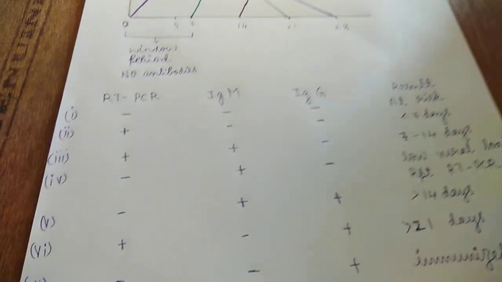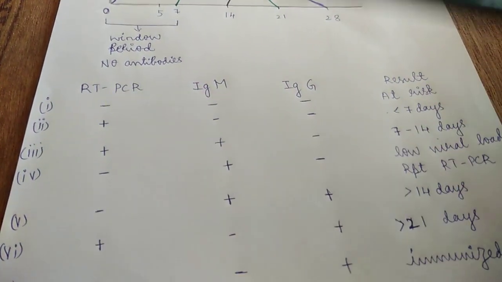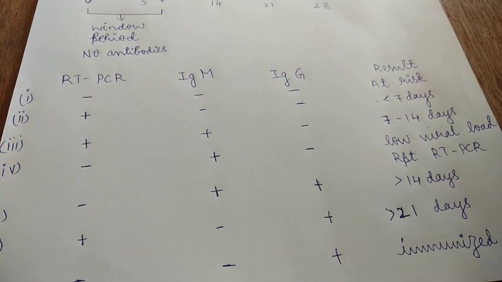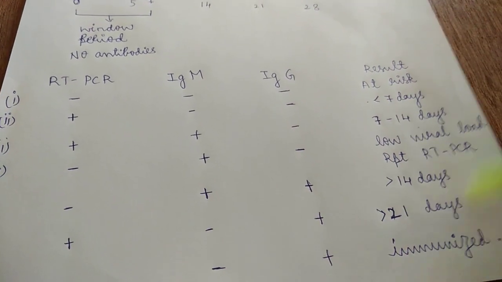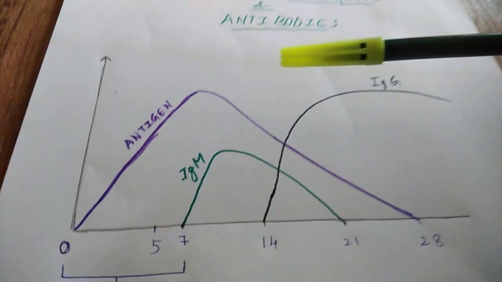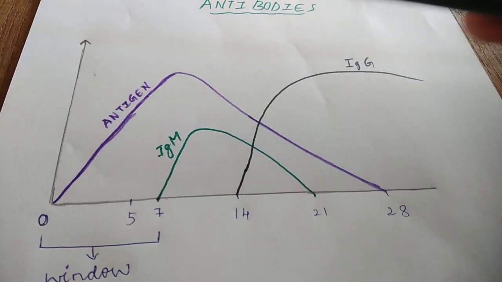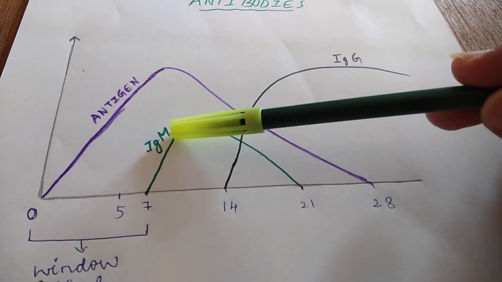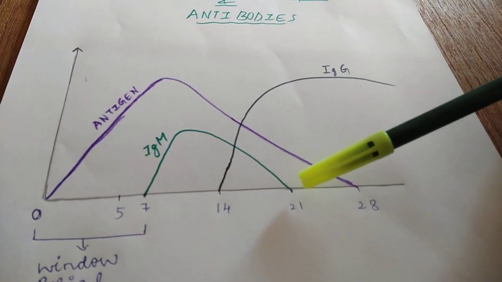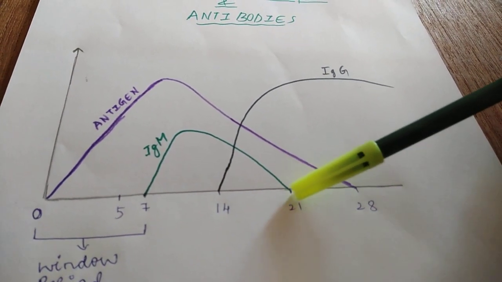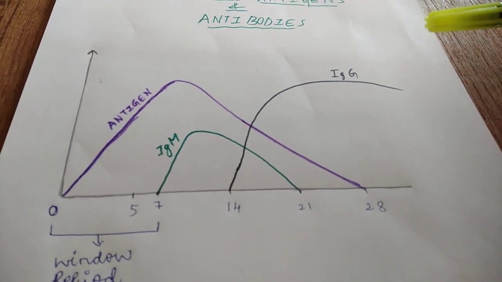Coming to the sixth scenario, here the RT-PCR is positive, IgM is negative but IgG is positive. It means the person is more than 21 days into the illness. You can see here, antigen is positive, that is RT-PCR. IgM is negative, but IgG is positive. It means he has to be somewhere beyond the 21st day of the illness.